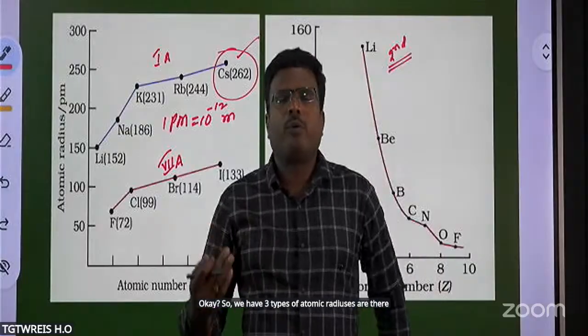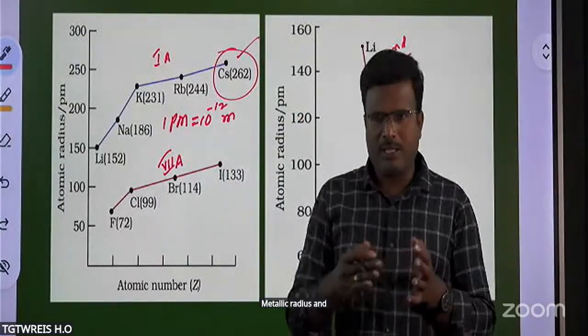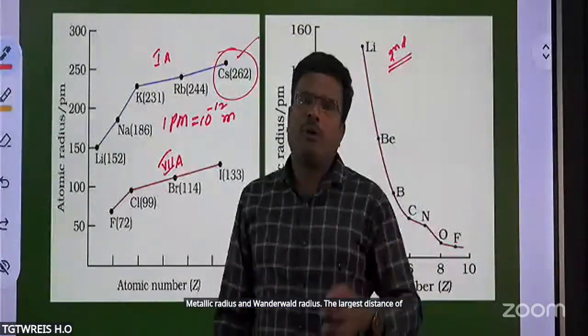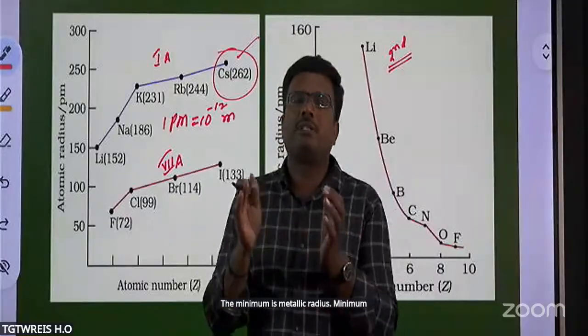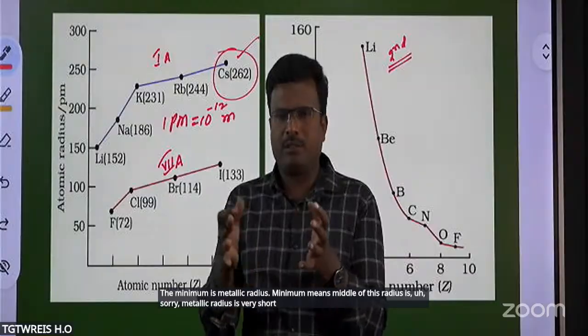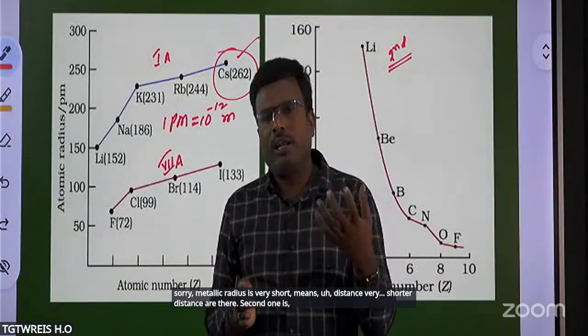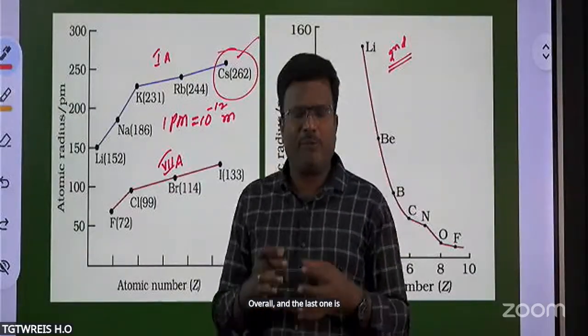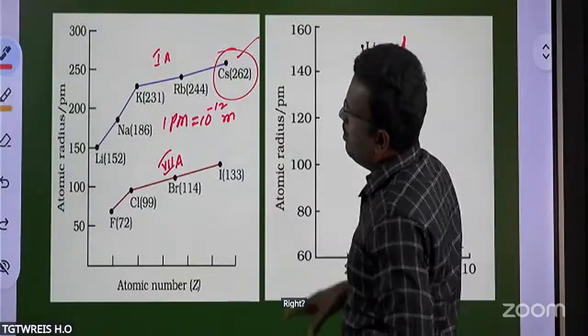Okay, so here three types of atomic radii are there. The first one is covalent radius, then metallic radius, and van der Waals radius. The largest distance is the covalent radius. The minimum is the metallic radius, which is a very short distance. The second one is covalent, and the last one is van der Waals. Weak forces are van der Waals forces. So, a very important concept here.